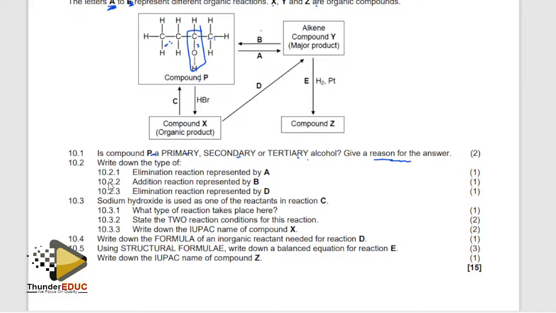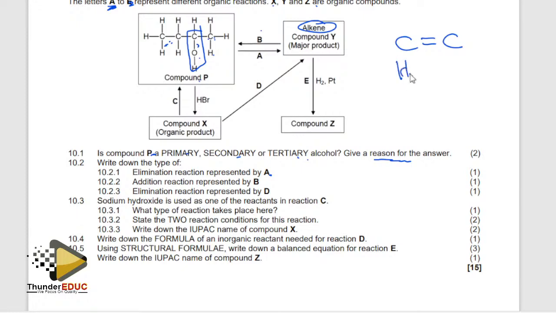Question 2. Is reaction A elimination? Where is A? A is this one going here. Is the reaction representing elimination? Okay, from here to alkene. You see, you are going from the alcohol to a double bond. Automatically, you have eliminated. You understand? Elimination reaction A. Write down the type of elimination reaction, they're asking you.